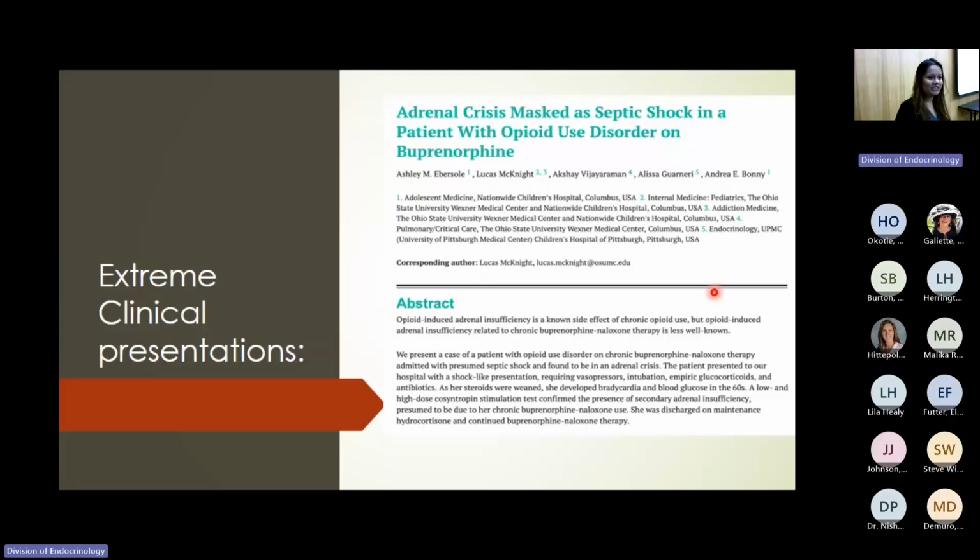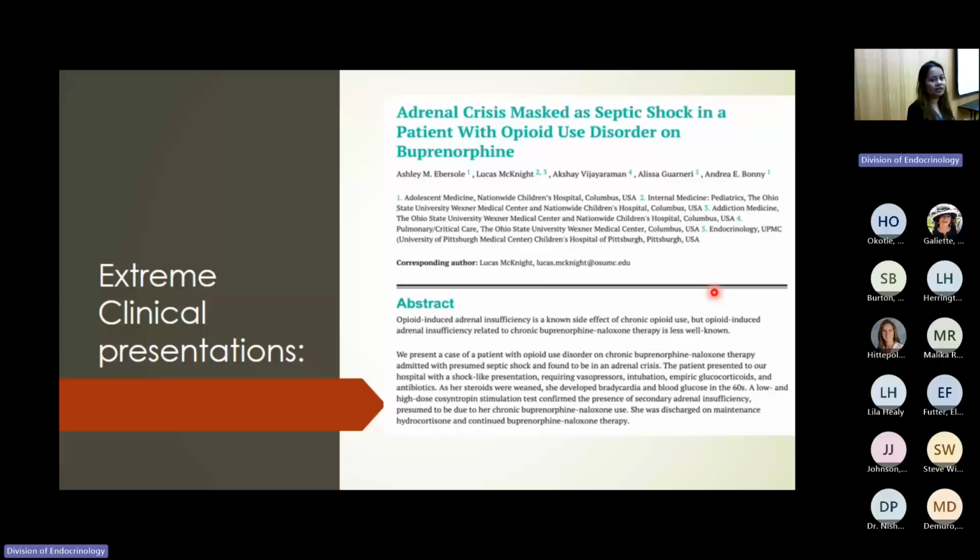And I'm going to talk about the extreme clinical presentations here. Like I said in the start, the presentation can be anything. There was a case report I found about a patient who presented in septic shock, and adrenal crisis was actually masked by the septic shock at presentation. They started all the shock management, they started the steroids and everything. When it was time to wean the steroids off, they were not able to.